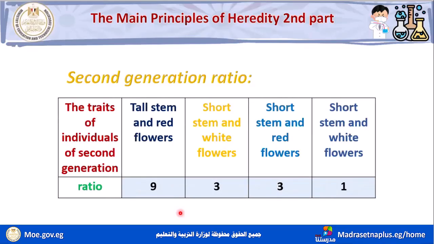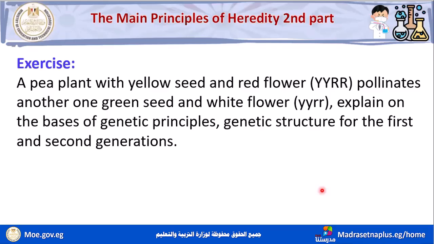Second generation ratio, the traits of individuals of the second generation: tall stem and red flowers, 9. Short stem and white flowers, 3. Short stem and red flowers, 3. Short stem and white flowers, 1. According to each pair of contrasting traits, the result is ratio 3 to ratio 1: tall stem and flower colors.